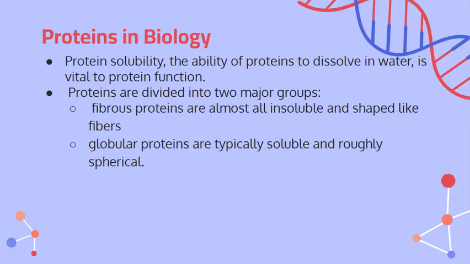So, we have two major groups of proteins. We have fibrous proteins and we have globular proteins. And fibrous proteins are all insoluble, so they are unable to dissolve in water and are shaped like a fiber. And then globular proteins are typically soluble and are roughly spherical. And we'll talk about each one of them here in a second.